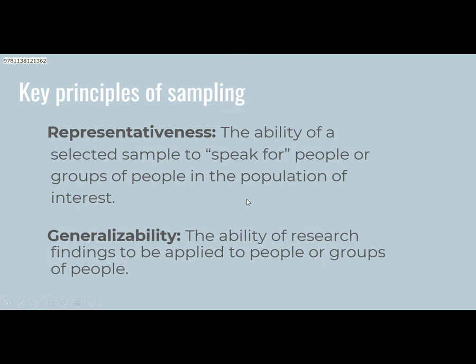So representativeness is the ability of a selected sample to speak for people or groups of people in the population of interest. In other words, representativeness is the degree to which the answers of your sample would represent the opinions of the people in your population. Generalizability is how much you can apply your findings to people or groups of people. So the questions we ask here are, does your sample represent your population, and are the results of your sample generalizable to your population?